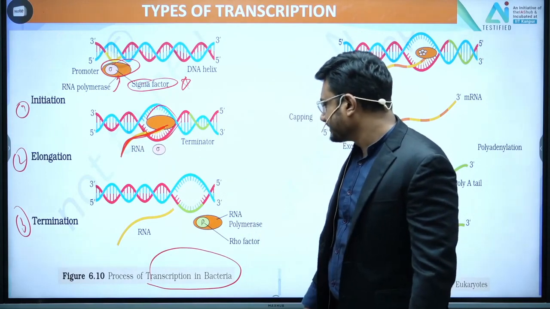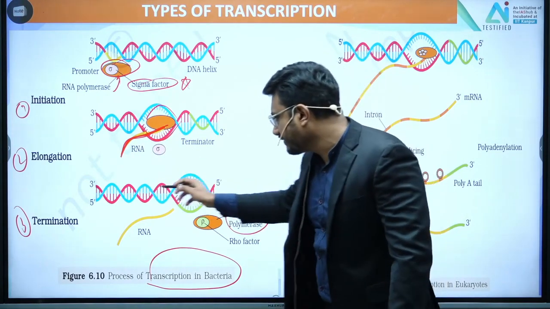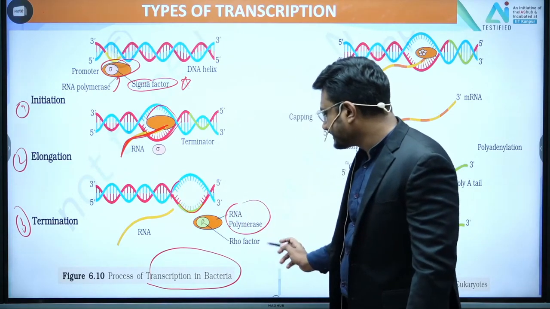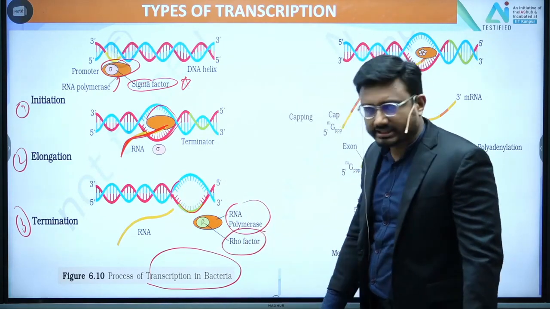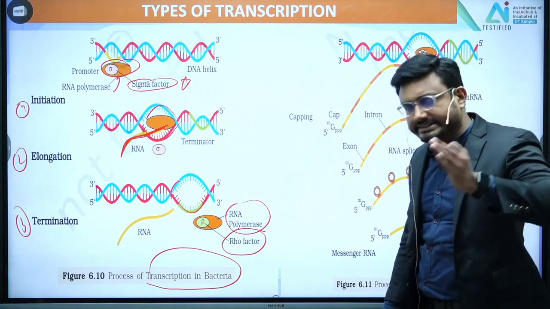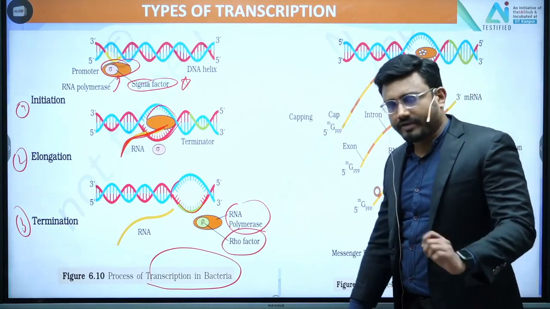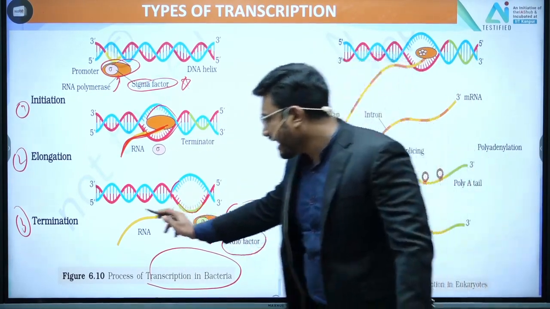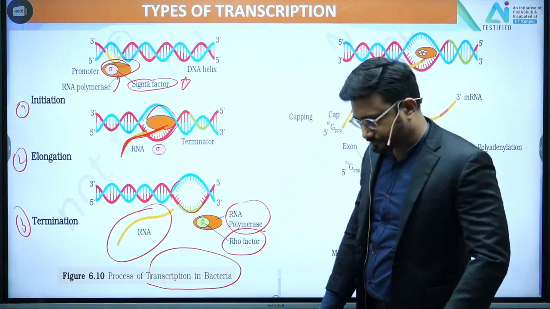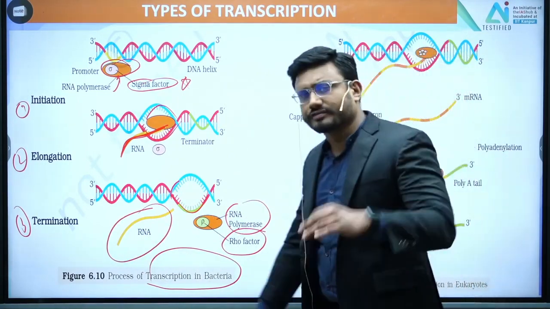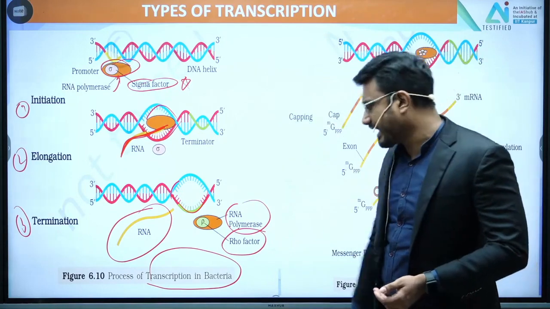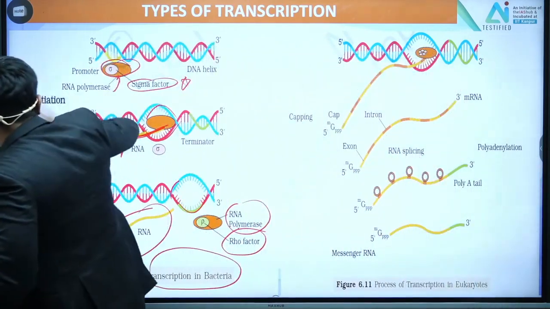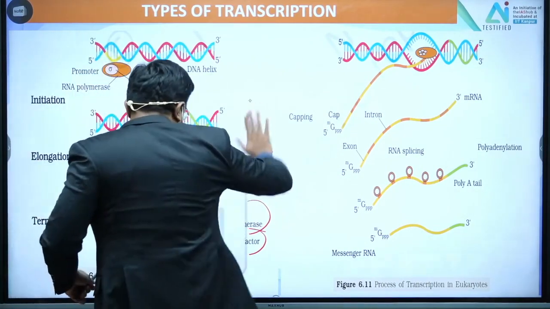As the RNA polymerase travels further, we can see that it comes to the end and encounters the Rho factor. As the RNA polymerase gets associated with the Rho factor, the process of transcription is terminated and we get the RNA. In the case of eukaryotes, we do not have this sigma factor or the Rho factor. So what happens in the eukaryotic transcription process? Now let us go through it.